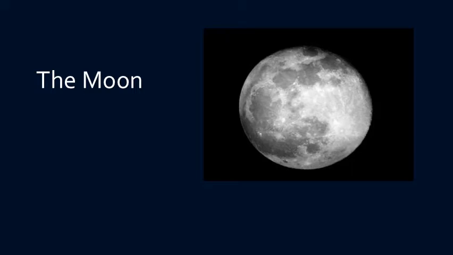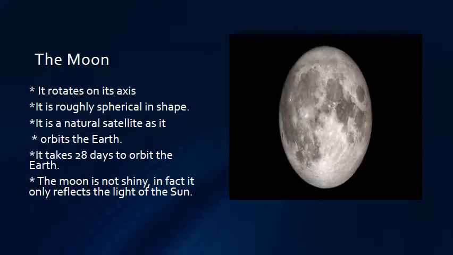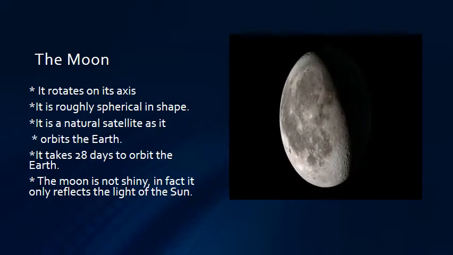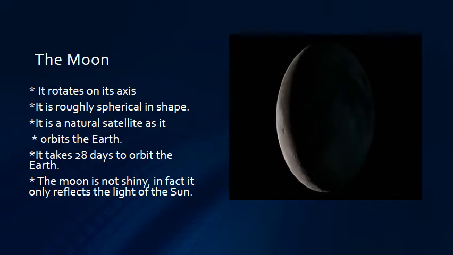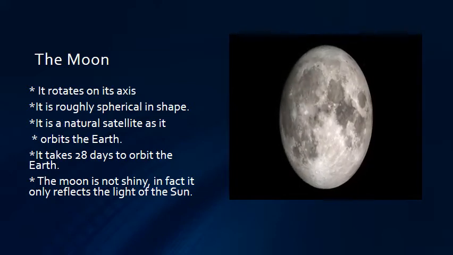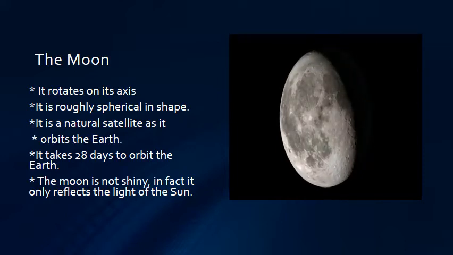So the second object in our space that directly affects us on Earth is, of course, the moon. And the moon, guys, is a natural satellite that revolves around the sun. What is the meaning of satellite? It's any object that orbits around the Earth in a specific orbit or in a specific way of rotation.